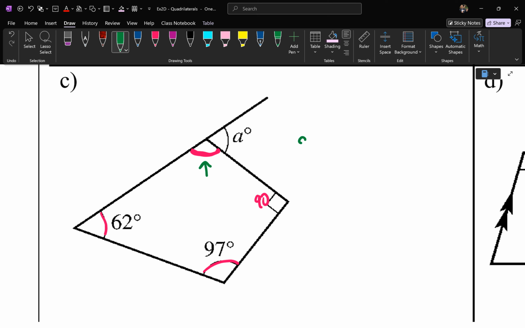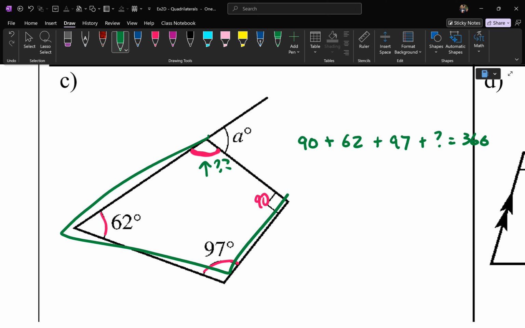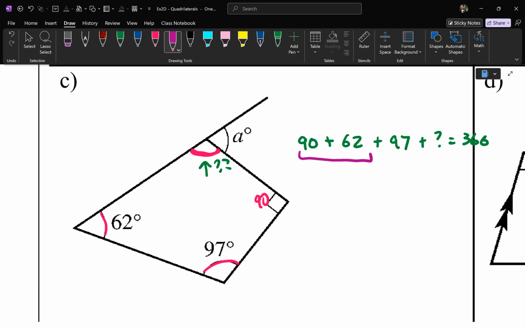So write down 90 plus 62 plus 97 plus whatever this angle is. I'm going to do a question mark. Has to equal to 360. Reason why is because this is a four-sided shape inside there. So if it's four-sided shape, it has to add to 360. So let's do it slowly because these numbers are a bit odd here. What's 90 plus 62? 150. Good. Got 152. Attila, what's 152 plus 97?